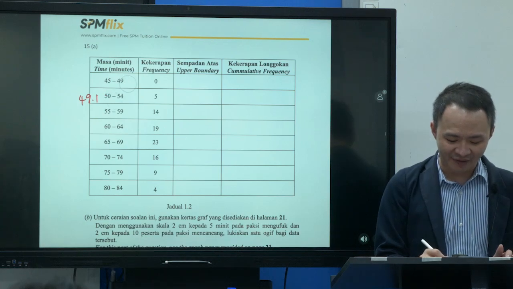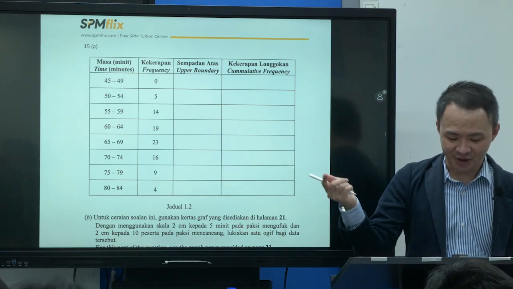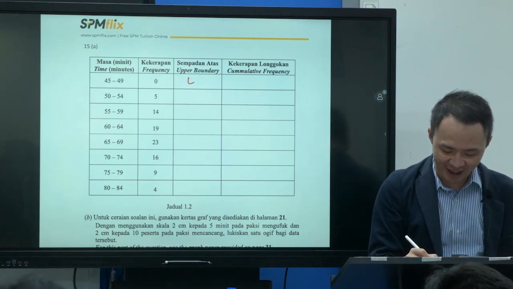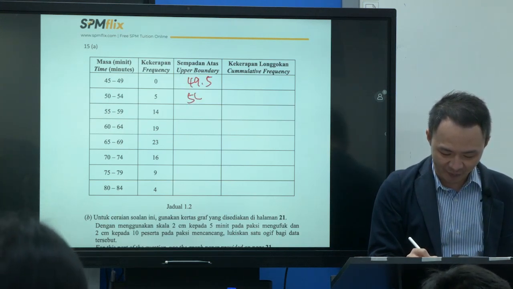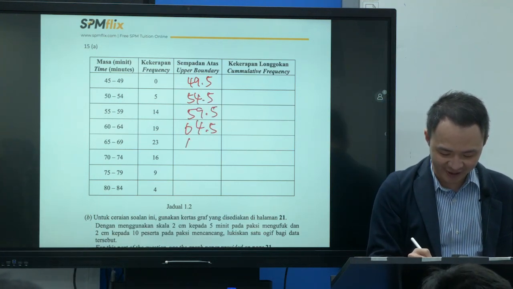But if you go to a higher level, statistics is one of the very important topics in university. So, let's do it. Plus 0.5: 49.5, 54.5, 59.5, and so on. I'm going to do it really fast.